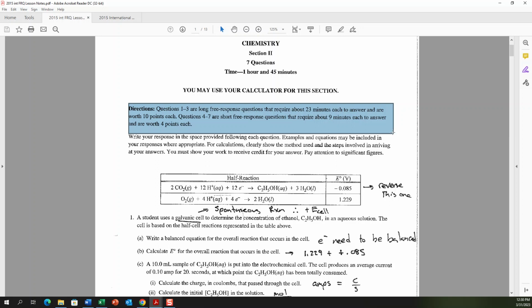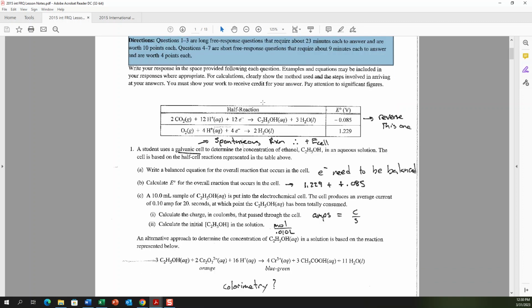So just to kind of look out for that stuff. All right, so let's go to question one. Right off the bat, boom, question one, I have two reduction reactions. I know they're reduction half reactions because electrons are reactants, right? So these are reduction potentials.